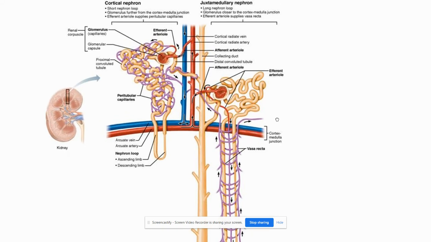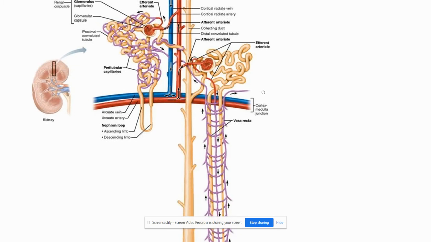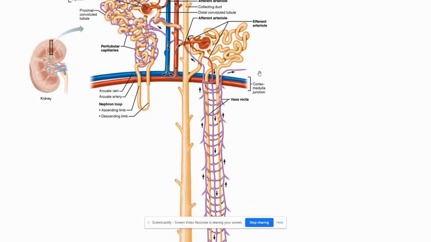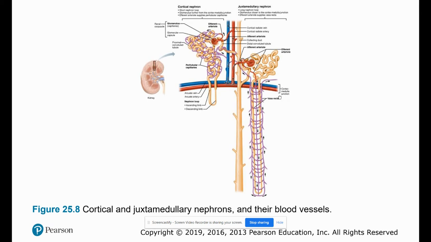Then we have the juxtamedullary nephrons, I should say. And I'm going to actually back up because it's so long. And you can see it has this long loop, long nephron loop that's going to go deep into the medulla. And this is going to play a role in producing concentrated urine.